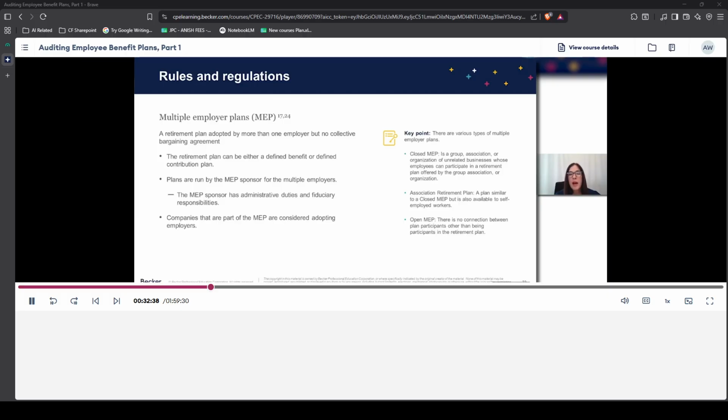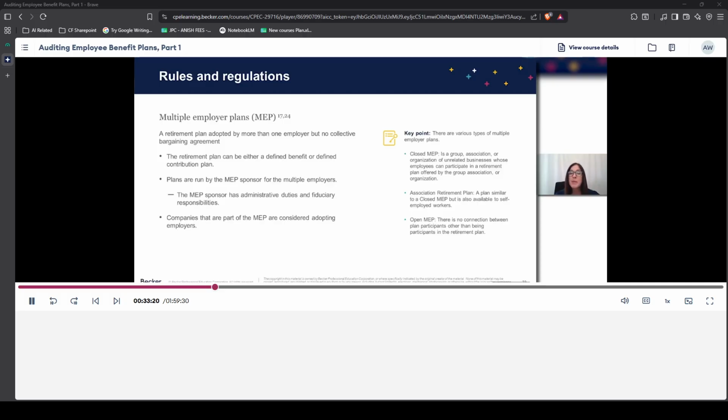The plans are run by the sponsor of the multiple employer plans, because let's just say, for example, you've got 3 or 4 participating employers. They're going to have to designate one person or one entity to be the sponsor of all of the participating employers. And that sponsor is going to have those administrative responsibilities as well as some additional fiduciary responsibilities. Companies that are part of this multiple employer plan, they are still considered adopting employers. Now, multiple employer plans can also get very confusing and complicated very quickly.